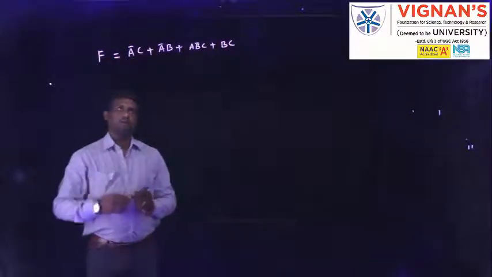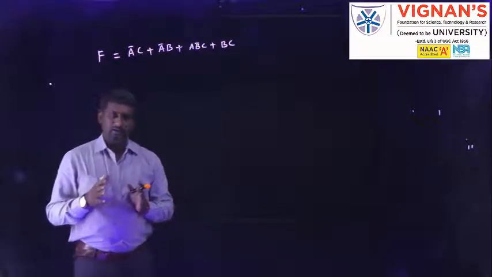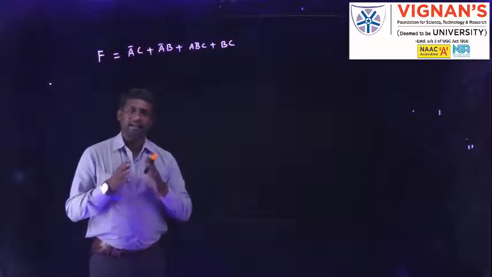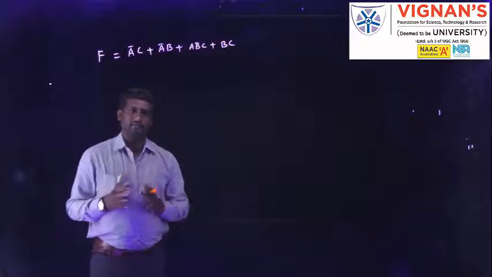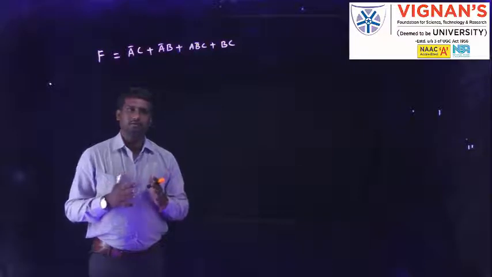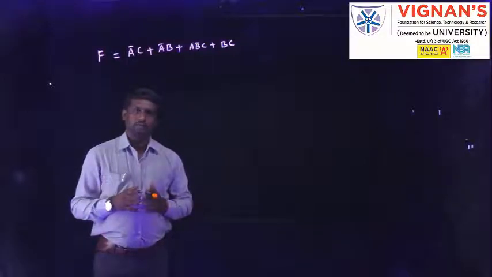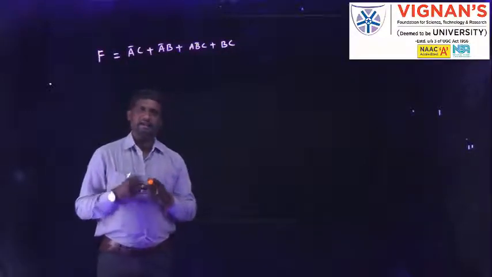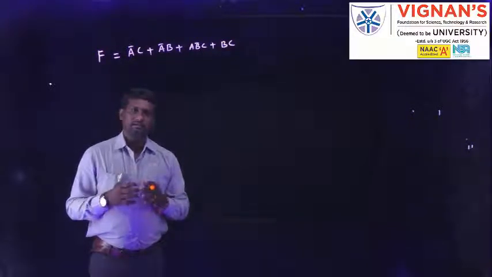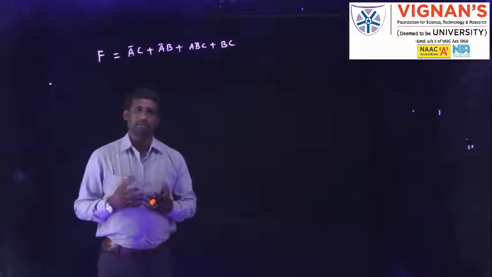But if you observe this problem, for simplification by using K map, we require the standard form or canonical form of expression. Our expression should be in the form of sum of min terms of decimal values. But if you observe here, it is not a canonical form, and also the decimal values are not given. But we need to simplify by using K map.